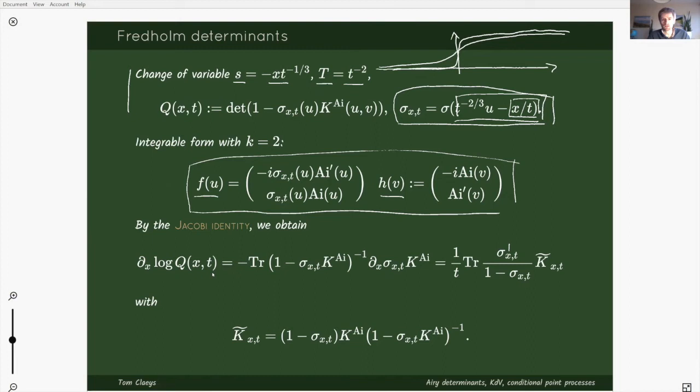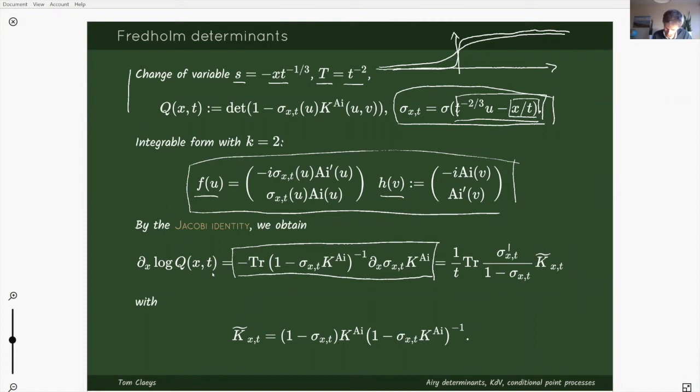But then, in fact, this is the starting point, one could say, of the approach of Its, Izergin, Korepin, Slavnov. That is, if you take a logarithmic derivative of a Fredholm determinant, then by the Jacobi identity, this can be written as the trace of an operator. Formally speaking, we have the log determinant, which is the trace of the log. And so by applying this Jacobi identity to the x logarithmic derivative, we obtain that this logarithmic derivative is equal to this.